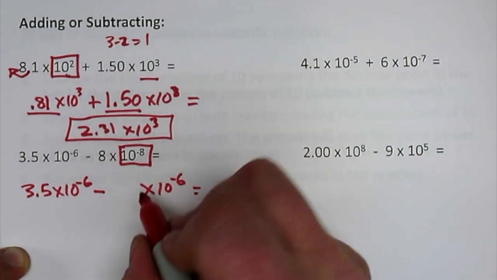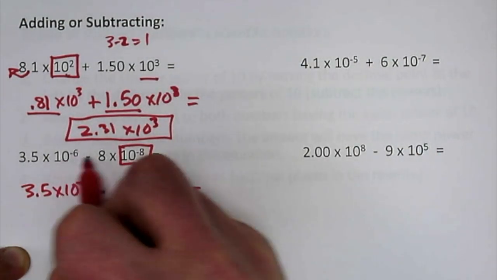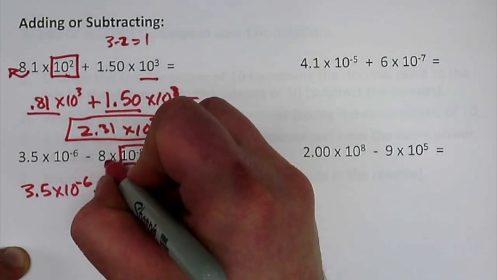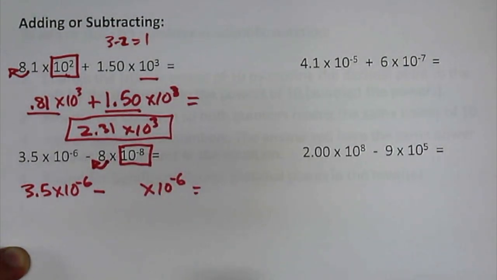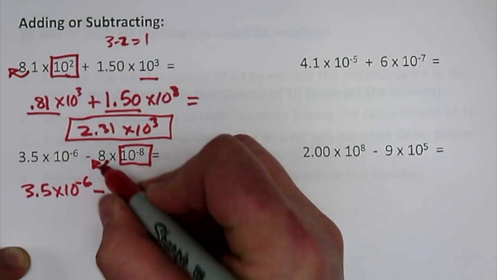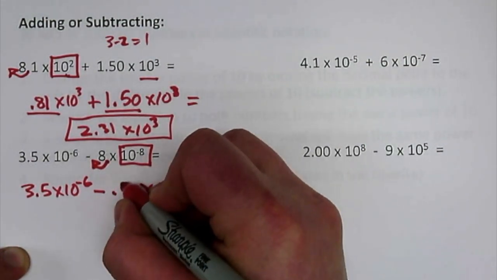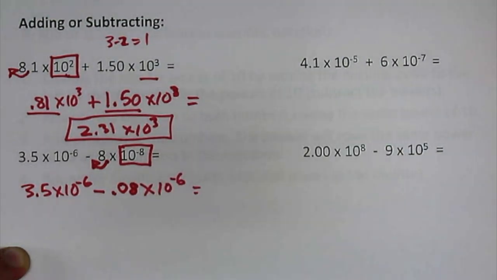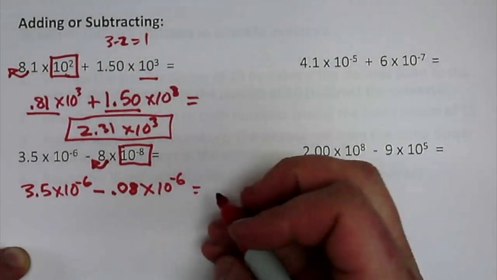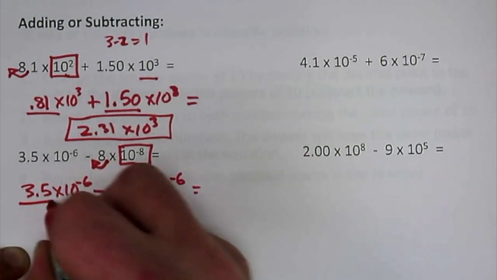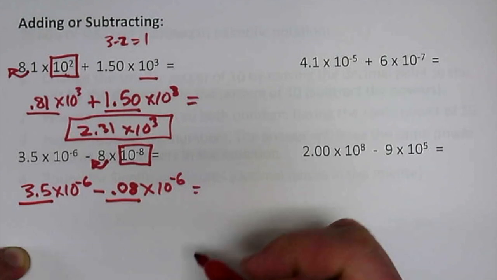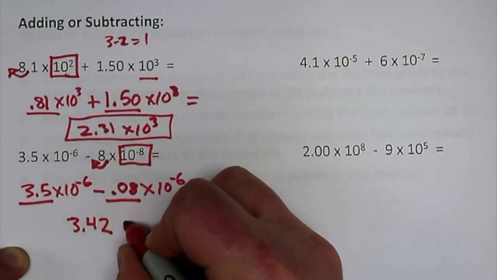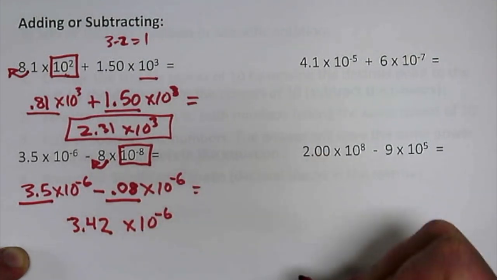So how many spots am I moving it over? Well, once again, the difference between these powers, 6 and 8, 2. So I'm moving it over 2 spots, and I always move it to the left. Okay, so 2 spots to the left, moves 1, and then I'm going to have to add a 0, so it's going to be 0.08. Okay, 0.08. So then I just do the subtraction as normal. 3.5 minus 0.08 is 3.42, and then it's times 10 to the power of negative 6.